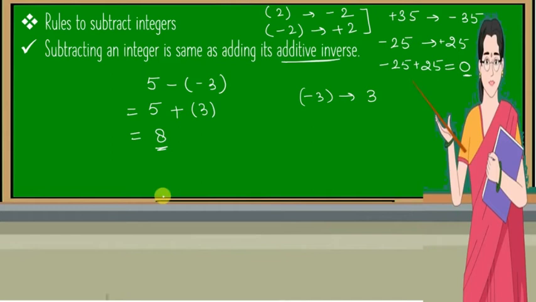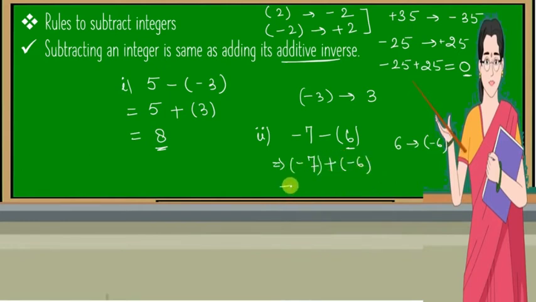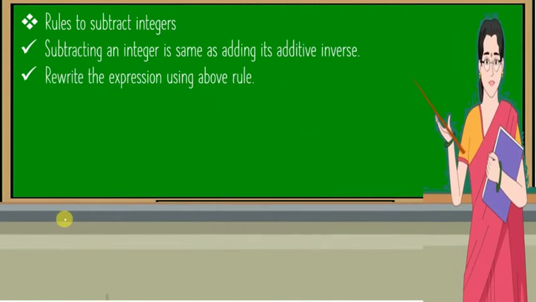Similarly, let me take one more example. Minus 7 minus 6. So subtracting an integer means adding its additive inverse. So what is the additive inverse of 6? The additive inverse of 6 is minus 6. So we add here minus 6. Now we'll apply the rules of addition. So we'll add their absolute values. So 7 plus 6 will be 13 and the sign will be the sign of like integers, that is minus. So my answer will be minus 13. Rewrite the expression using the above rule. As we have done, apply rules of addition.